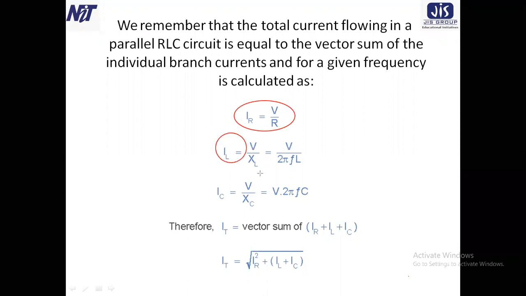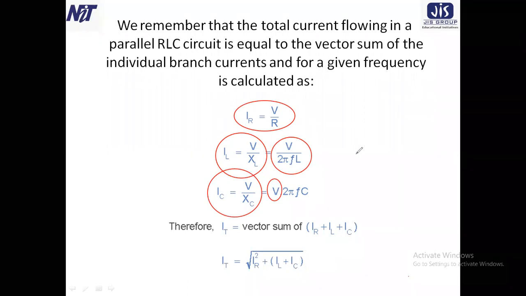IL equals V by XL, the current across the inductor, and XL equals 2 pi FL. So IL is V by 2 pi FL. IC is the same, V by XC. XC equals 1 by 2 pi FC, so IC will be V into 2 pi FC. For that reason, it is V into 2 pi F C.